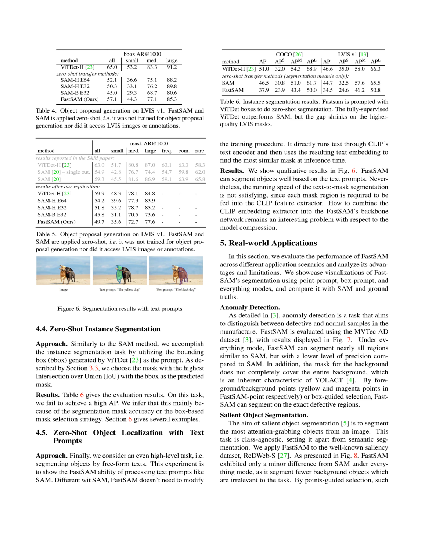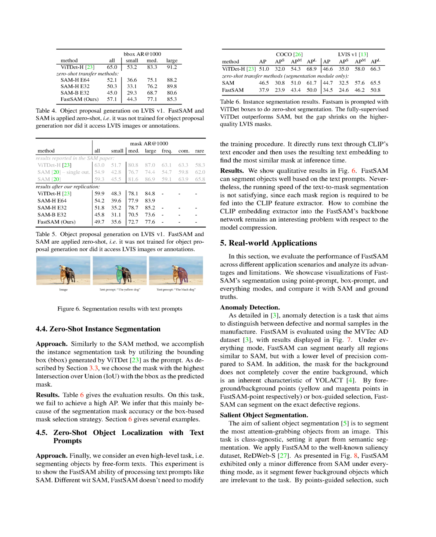In terms of results, we've presented some qualitative outcomes in the figure. FAST proves capable of segmenting objects well based on the text prompts. However, the processing speed for text-to-mask segmentation is less than ideal. This is due to the necessity of feeding each mask region into the CLIP feature extractor. One intriguing challenge yet to be solved pertains to how we might integrate the CLIP embedding extractor within FAST's backbone network in order to achieve model compression.